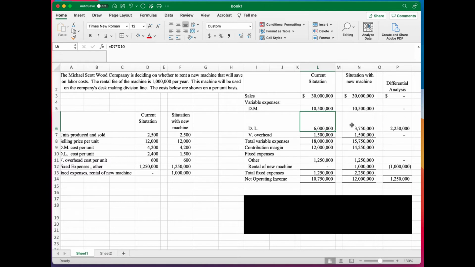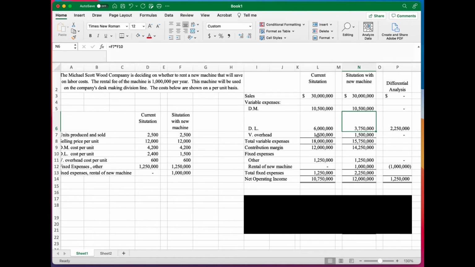Now, under alternative 2, which is the situation with the new machine, I could see that my total direct labor cost will be $3,750,000. How did I get that? I took the direct labor cost per unit under the new situation, which is $1,500, and I multiplied that by the number of units produced and sold, which is 2,500. That's how I got my $3,750,000. We can see that this is relevant.